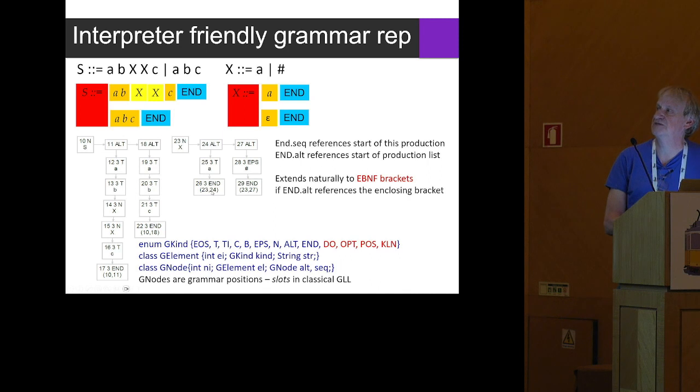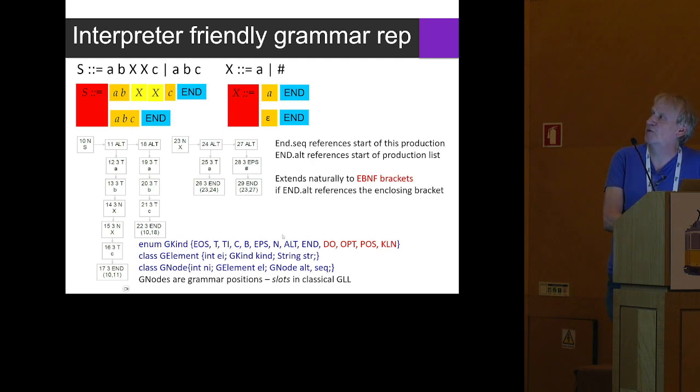And then there's a special case of the end nodes. With the end nodes, the alt pointer points to the enclosing bracket, and the sec pointer points to the head of this sequence. You can see 23 and 24 there in that first production of X. It's very straightforward. It generalizes trivially to EBNF.